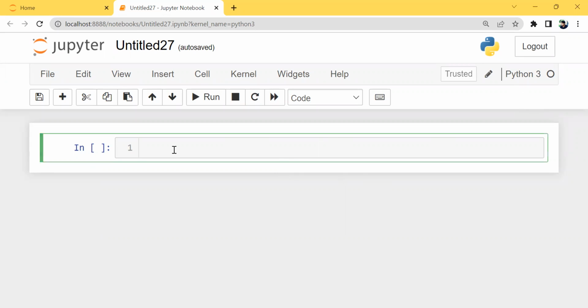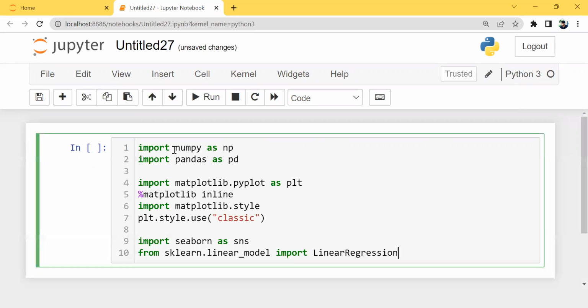Okay. So I'll be importing the required libraries here. The first one is import numpy as np. You all know this is the numpy library, numerical Python. And this is the pandas library. Import pandas as pd. I'm importing the pandas library in the short form of pd, and numpy in the short form of np.